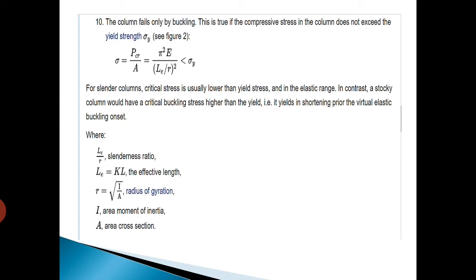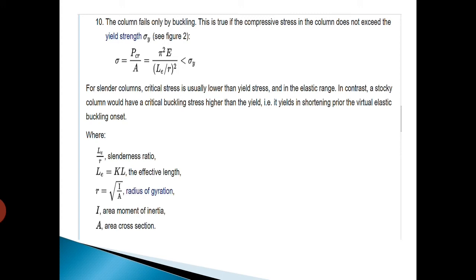L effective by r is equal to slenderness ratio. L effective is equal to KL. L effective means effective length. r is the radius of gyration. So what is the radius of gyration?